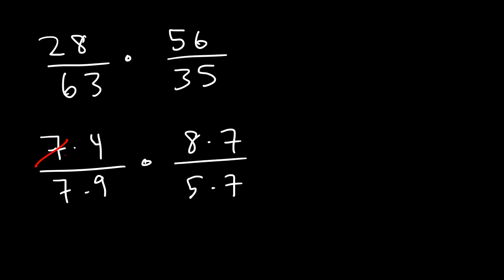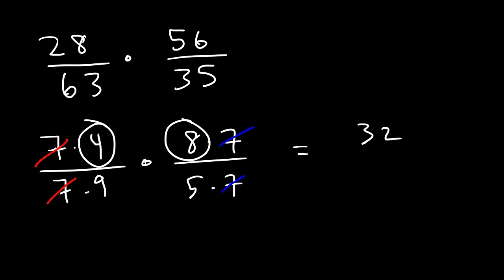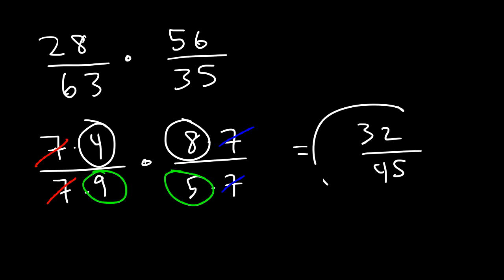So notice that we can cancel a 7 on the left, and on the right we can also cancel a 7. Now there's nothing else that we can cancel. So all we got to do is multiply 4 by 8, which is 32, and then 9 times 5, which is 45. And this is the answer. Notice that we didn't need a calculator for this example. So the answer is 32 divided by 45.